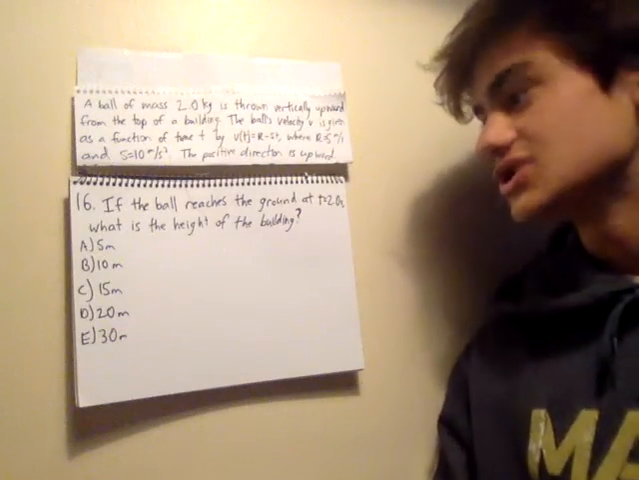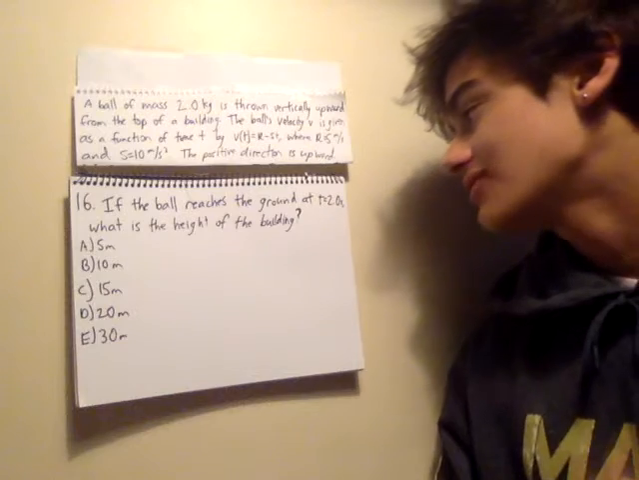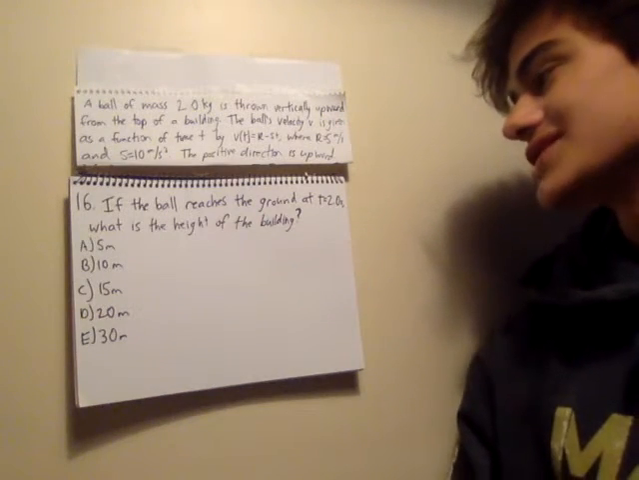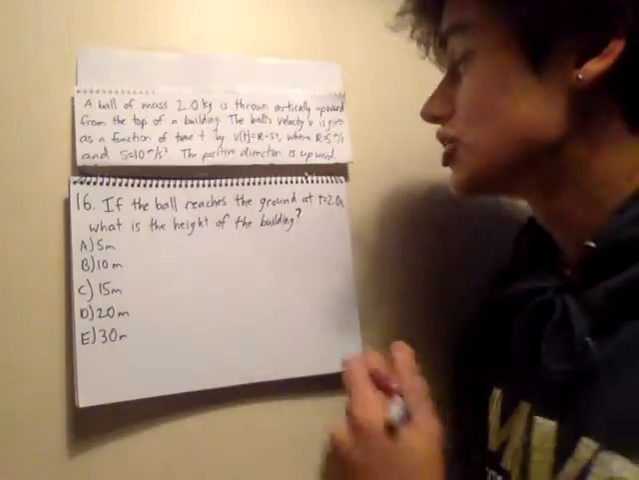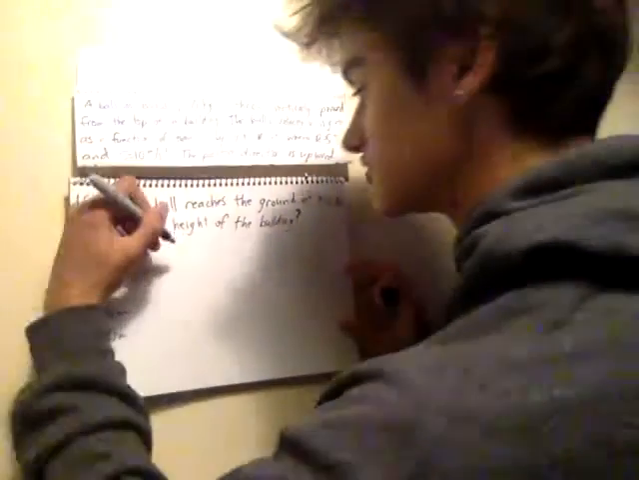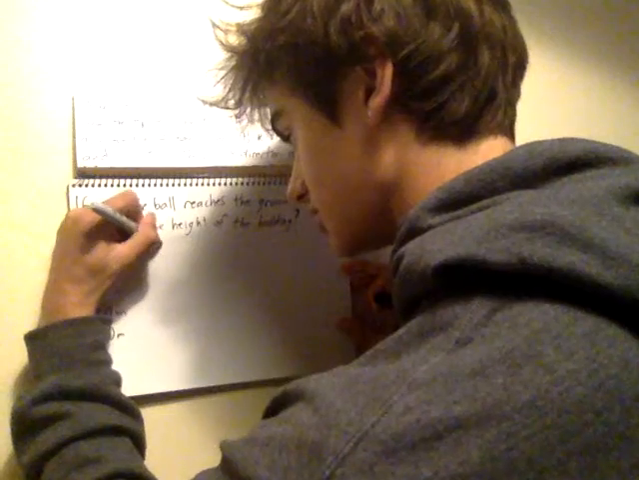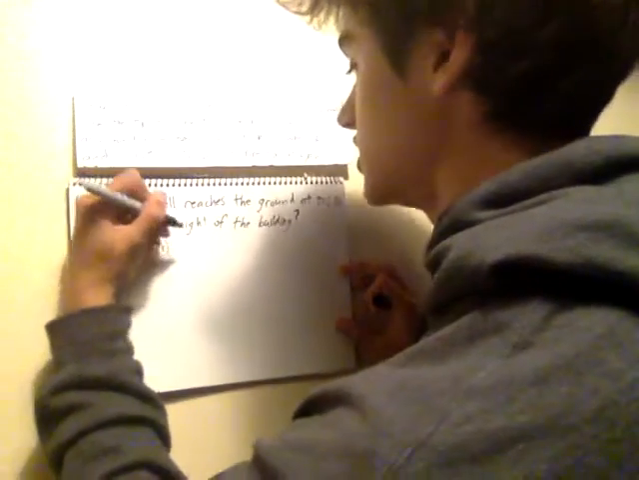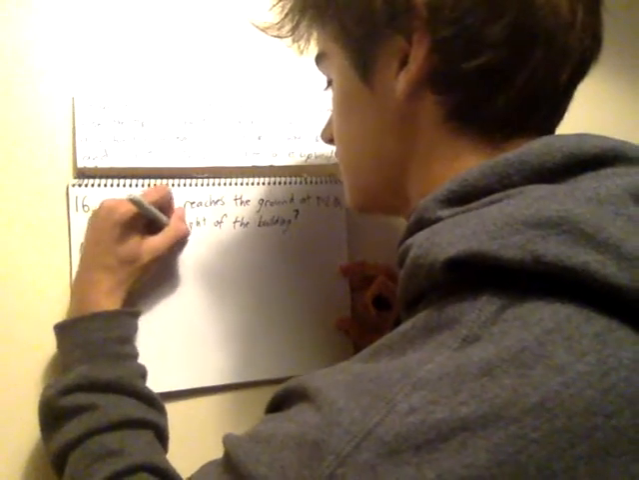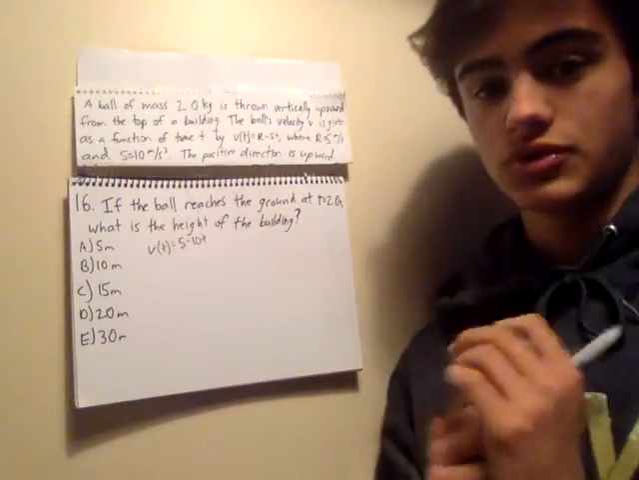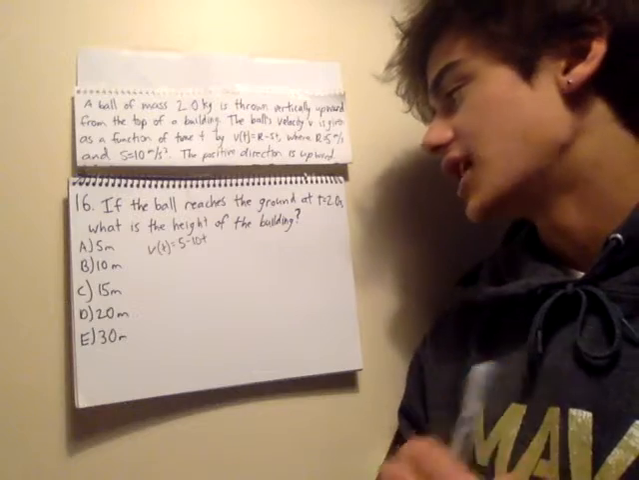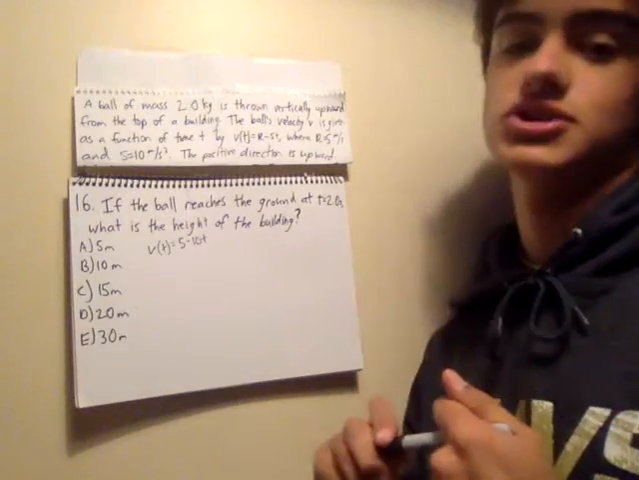And problem 16 is, if the ball reaches the ground at t equals 2 seconds, what is the height of the building? So again, let's go back to our equation for velocity. We can plug in the values it gives us to get v of t is equal to 5 minus 10t. So what we ultimately want to do is find the height of the building at 2 seconds.